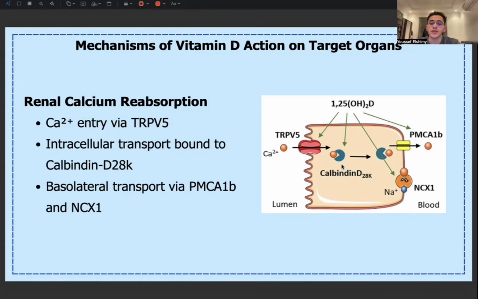This is an intracellular transport protein that transports calcium to the basolateral transport channel, which is the PMCA1B, and also the sodium calcium transporter. And as a result, it would lead to increased reabsorption, and the calcium would be released into the blood.